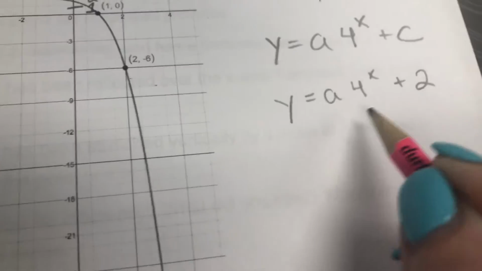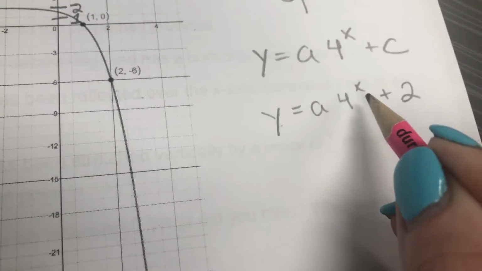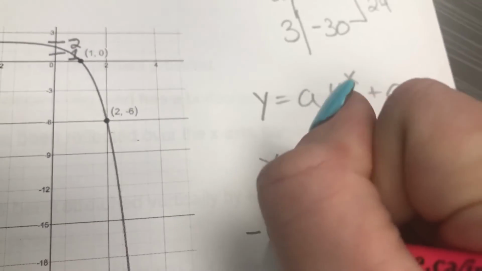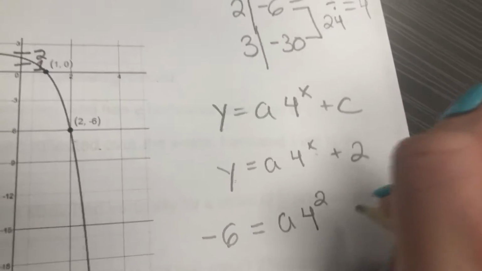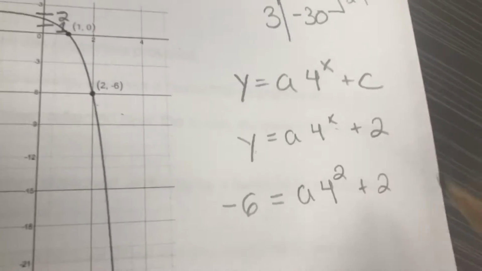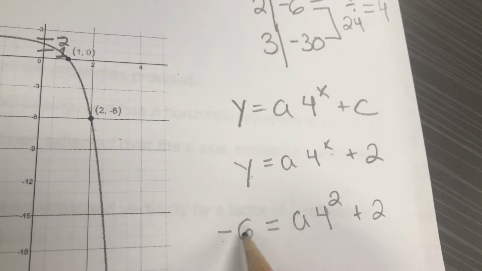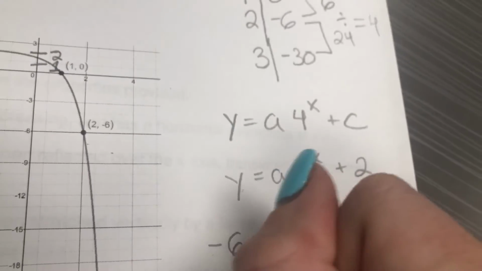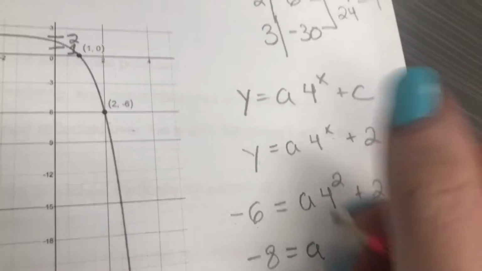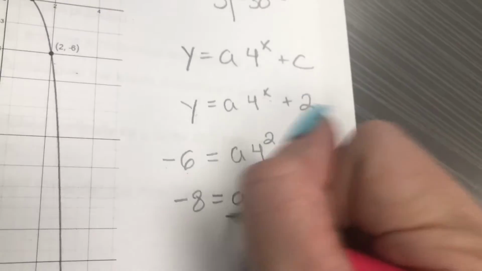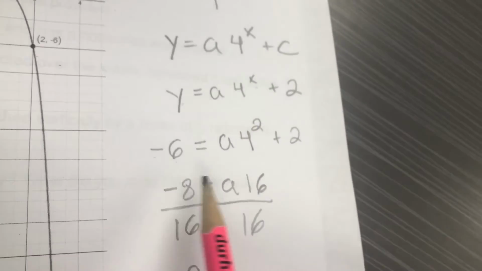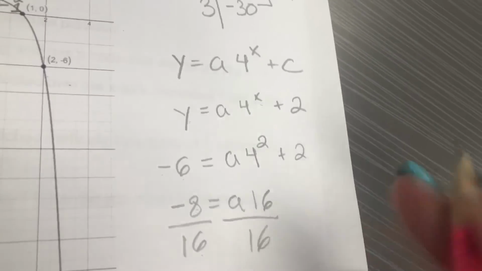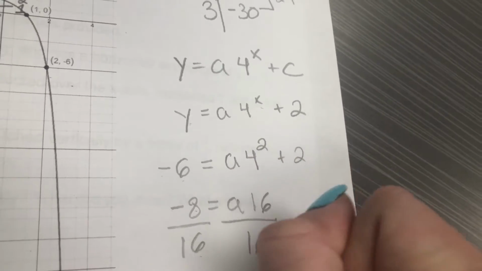Okay, and then we can take one of the points, like 2 and -6, and plug it in. So -6 goes here, and 2 goes here. So -6 equals A, 4 to the power of 2 plus 2. Bring that 2 to the other side. It becomes a negative, so I have -6 minus 2. -8 equals A times 16. I got to bring 16 to the other side by dividing both sides by 16. And that will make -8 over 16, which can be reduced to -1 over 2.